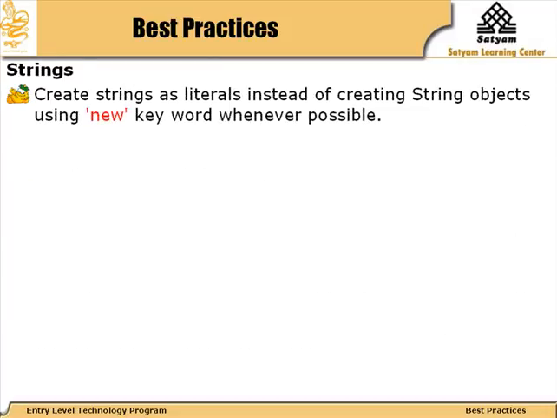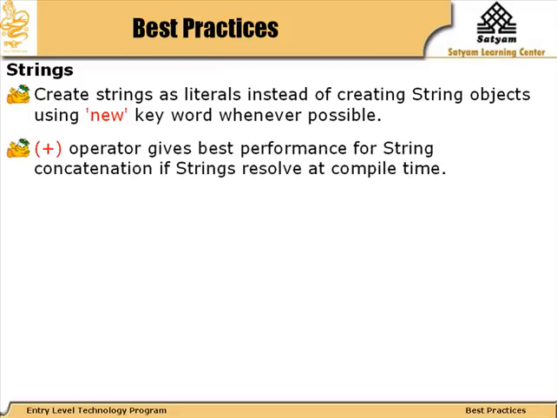Best practices. Strings. Create strings as literals instead of creating string objects using new operator. Plus operator gives best performance for string concatenation if string resolved at compile time. As discussed earlier, strings are immutable objects. Resolving string literals at runtime would end up creating new string objects and therefore are considered slower than string buffer.